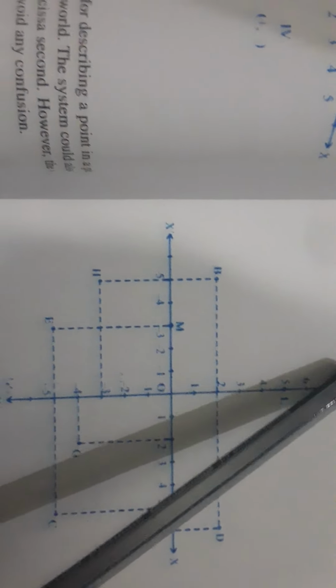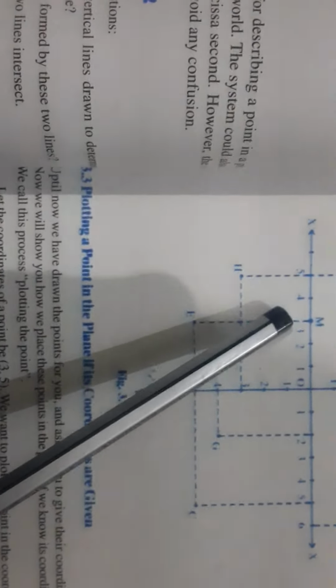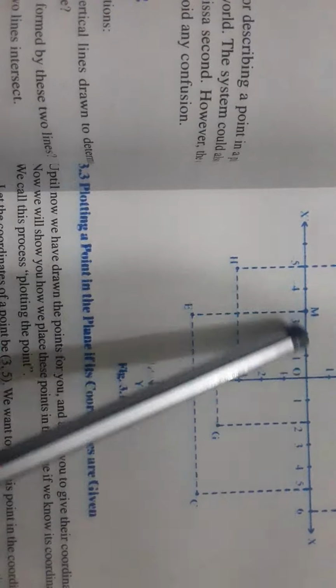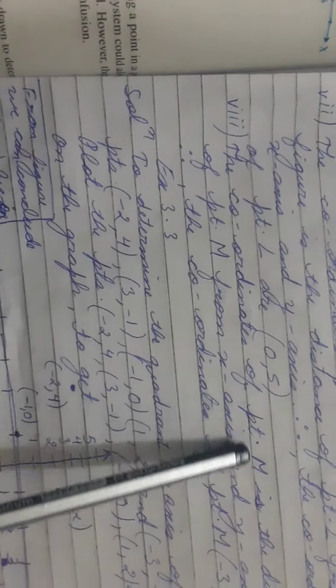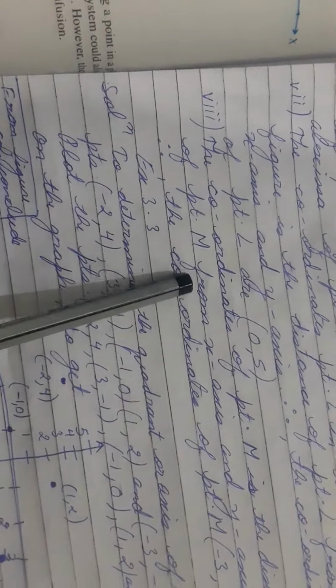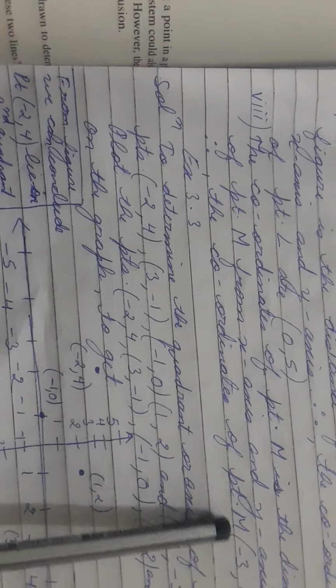The coordinate of point M. The coordinate of point M is minus 3 on the x-axis and 0 on the y-axis. So the coordinate of point M is the distance of point M from the x-axis and y-axis. Therefore the coordinates of point M are minus 3 and 0.